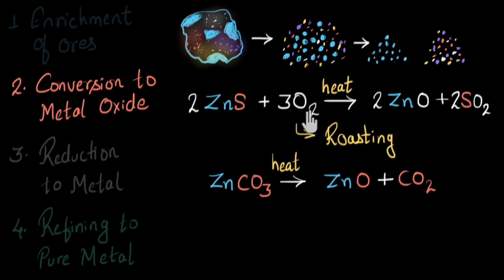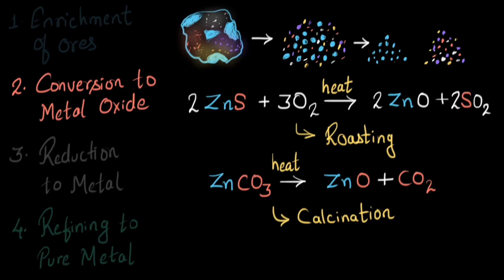Now the second thing was, if this metal compound is a carbonate, then in that case we need to heat it in limited supply of oxygen. And that's how we will convert a carbonate to oxide. And this also makes sense. See, carbonate already has oxygen, so we don't need to provide a lot more oxygen over here. And this process where we heat carbonate in limited supply of oxygen is called calcination.